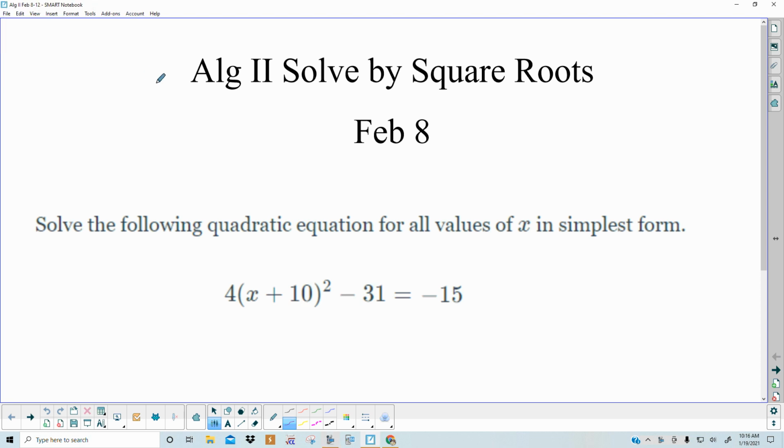Hello, everyone. This is the podcast that'll go with this assignment for February 8th. And you're going to be solving this quadratic equation, and it's called square root method, and I'll show you what that means in just a second.